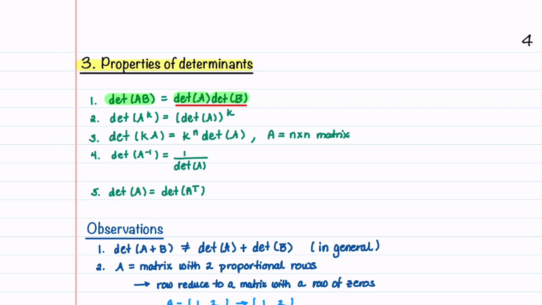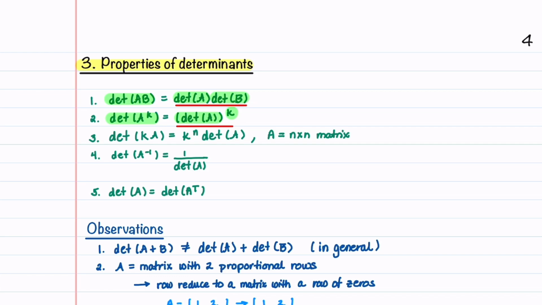Our next property tells us that the determinant of A raised to a power is equal to the determinant of A raised to that power. It's a lot easier to raise a number to a power than it is to compute the power of a matrix.